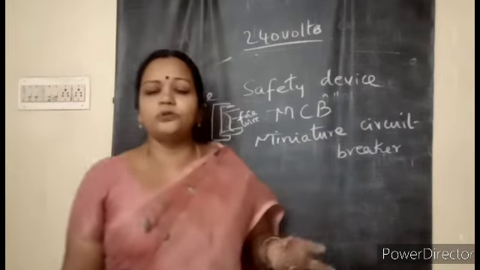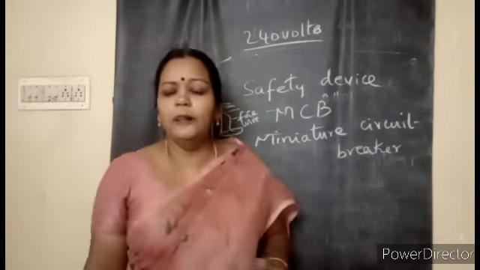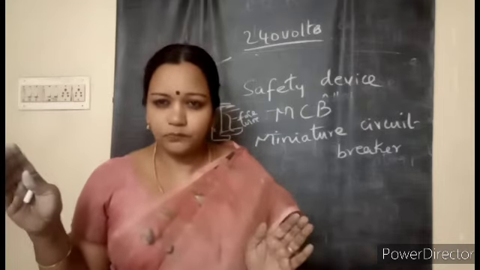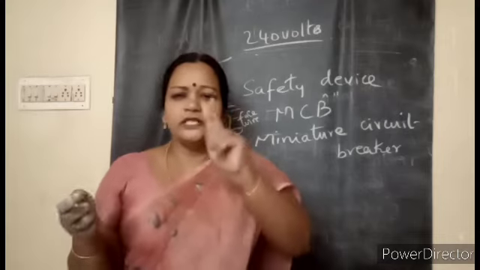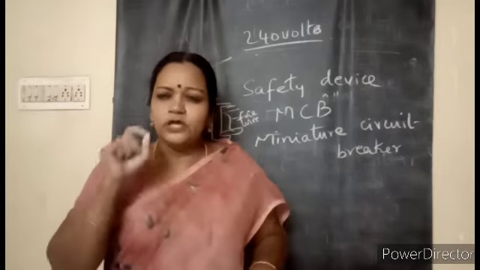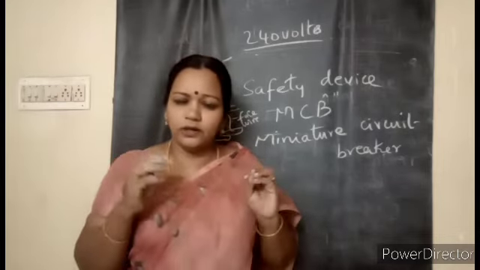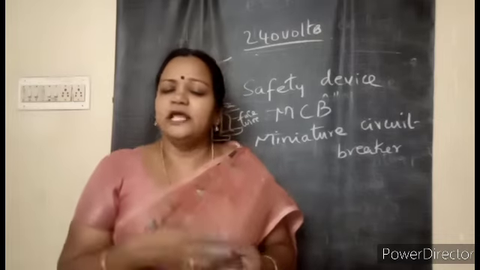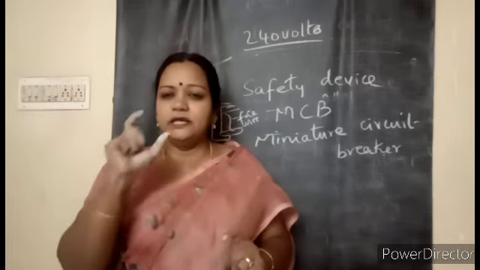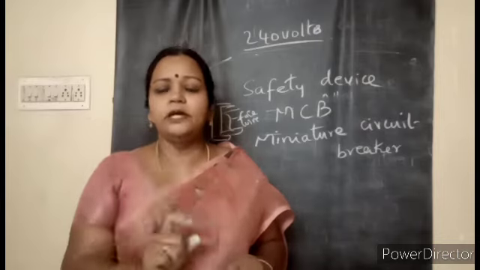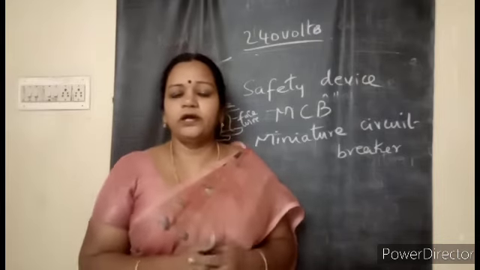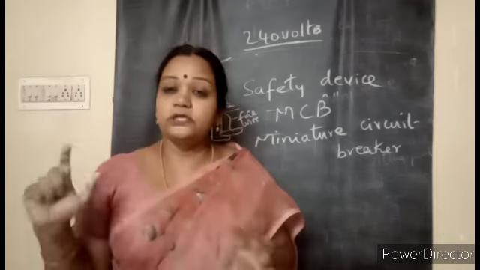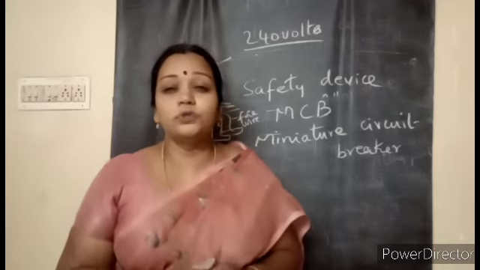Just ask your parents to show where the MCB is in your home. You might also have a UPS, children. In the UPS also, you can see a small fuse at the back. Not only the UPS, all appliances have an inbuilt fuse to protect from the excessive flow of current, so that the appliances do not get damaged.